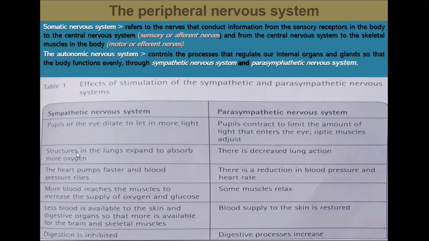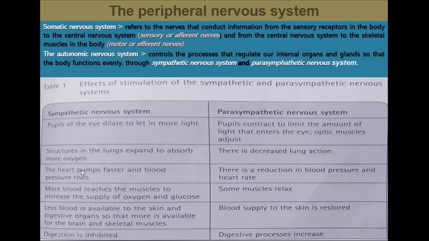Instantly, structures in the lungs expand to absorb more oxygen because you're shocked by something. Then suddenly, your heart pumps faster and blood pressure rises.